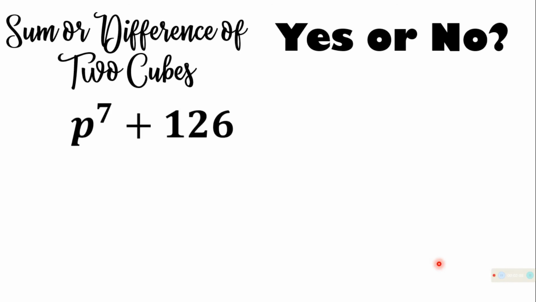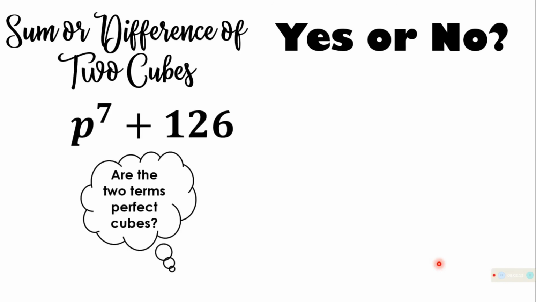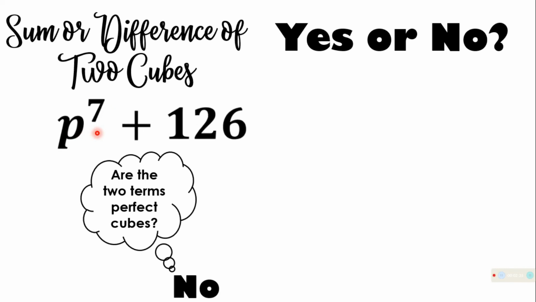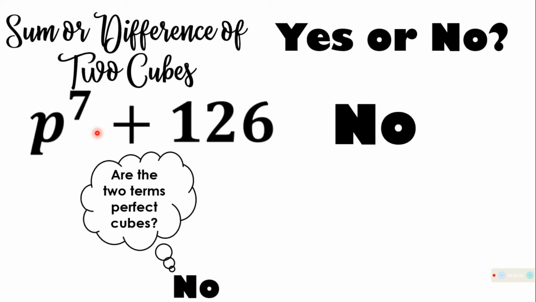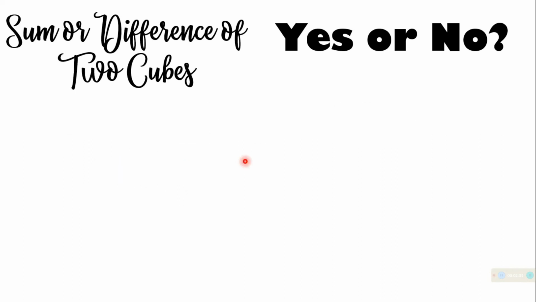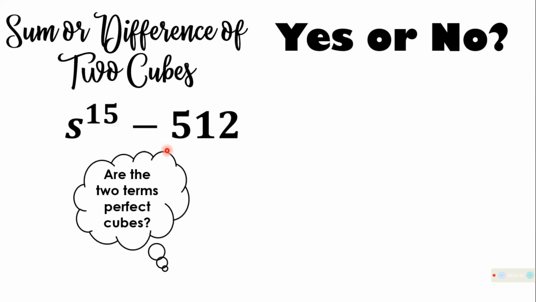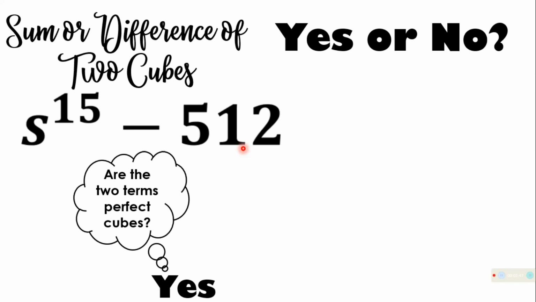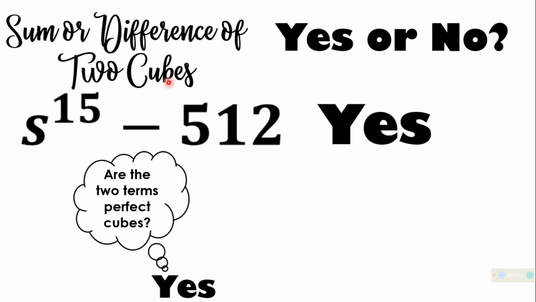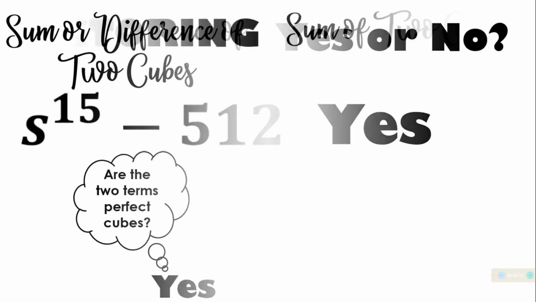Then we have p to the 7th power plus 126. So are the two terms perfect cube? Again, p to the 7th power. Exponent na 7 ay hindi divisible by 3. So, again, the answer is no, this is not an example of sum of two cubes. Then we have s to the 15th power minus 512. So, yung exponent na 15, yes, divisible siya by 3. Yung 512, yes, meron siyang cube root. So, the answer is s to the 15th power minus 512 is an example of difference of two cubes. Okay.